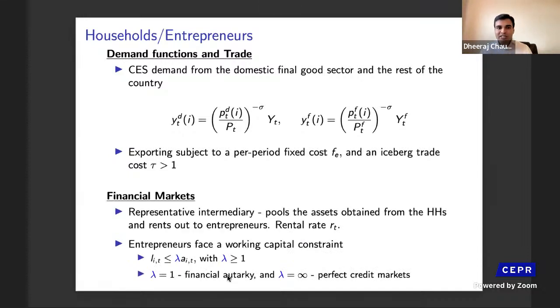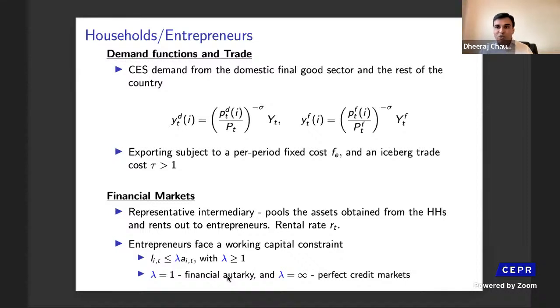So what are the financial markets? There's a representative intermediary that pools all the assets obtained from the households and lends them out to entrepreneurs at a rental rate R_t, which would be determined in general equilibrium. Entrepreneurs face a working capital constraint. That is, they can choose to rent l_t amount of land to produce, but the amount that they can rent is limited by the amount of wealth they have, times lambda. So lambda represents the level of financial development in the economy.